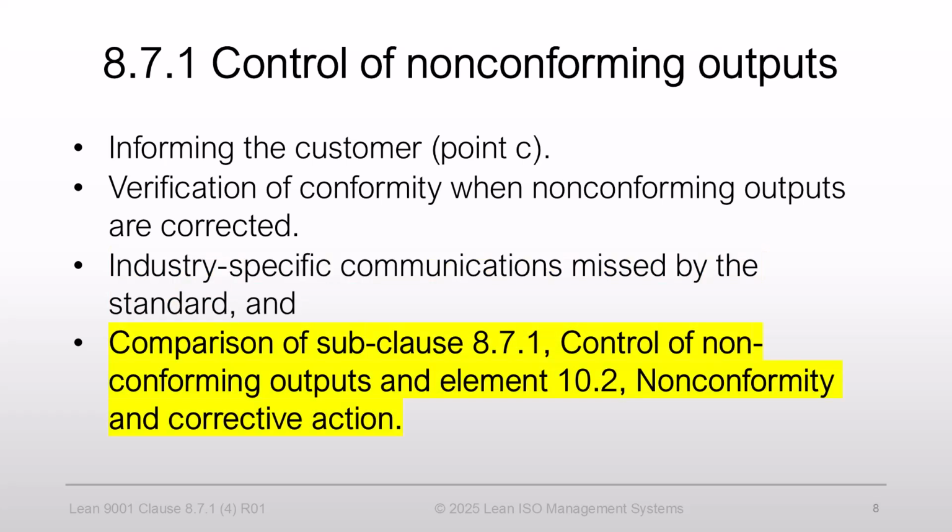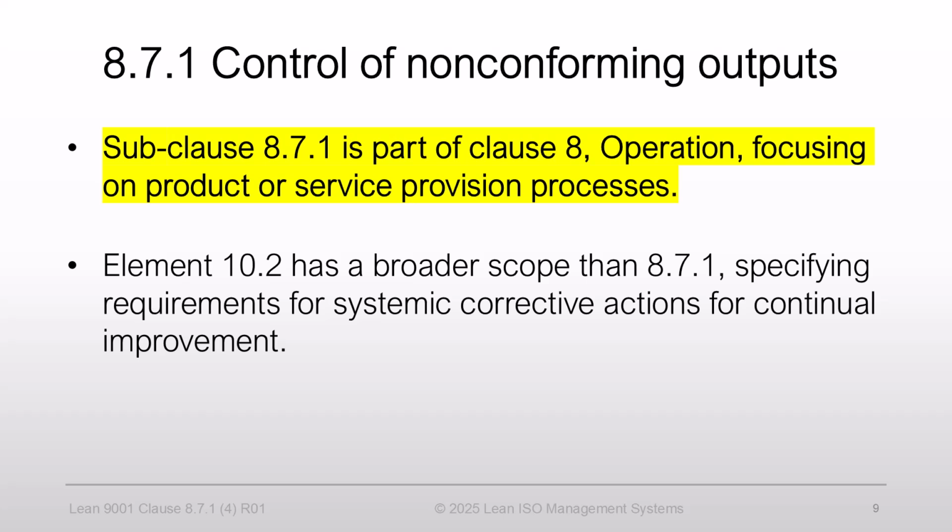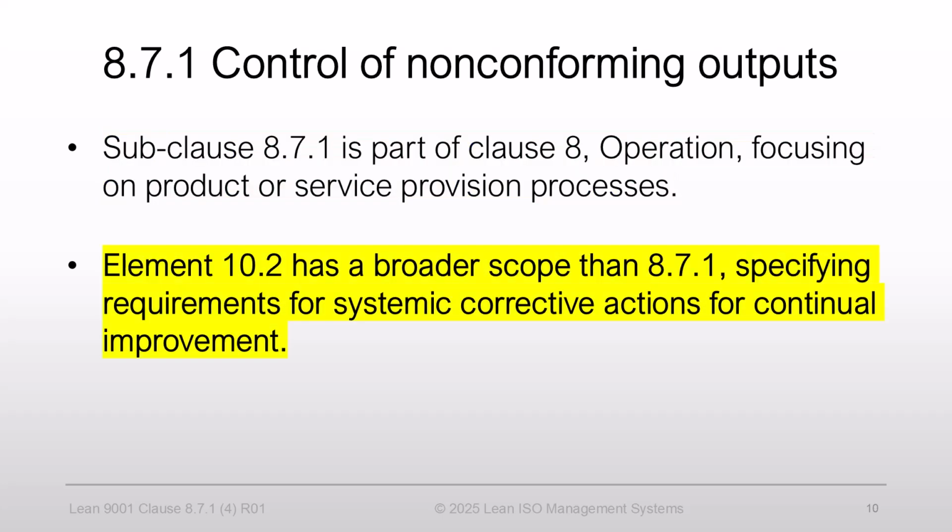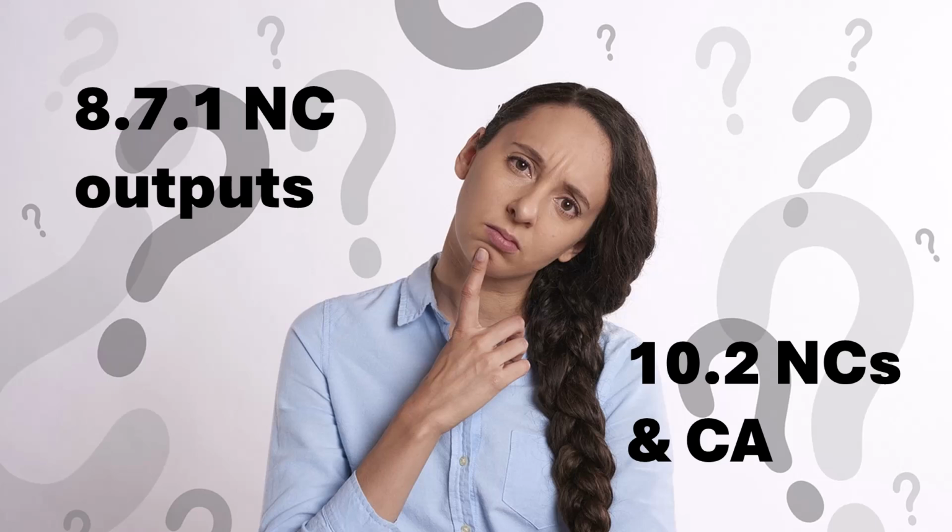Interestingly, while Element 8.7.1 specifies how to deal with nonconforming outputs, Clause 10.2, nonconformity and corrective action, also requires reacting to the nonconformity and, as applicable, taking action to control and correct it. While these two clauses appear similar, there are some differences between them. Clause 8.7.1 focuses on handling nonconformities during production or service provision, ensuring they don't reach customers. Element 10.2 specifies requirements for corrective actions and root cause analysis for continual improvement. So, is it yet another duplication in the standard? I think it is. In the following videos, we will discuss Element 10.2, and I will show you how you can use a common process to address both clauses. So, stay tuned, and we will develop a lean nonconformity and corrective action process for your management system.